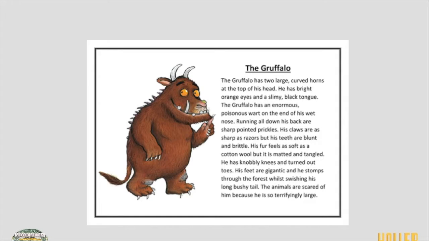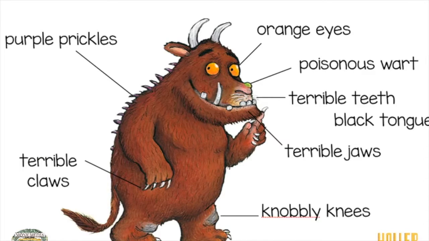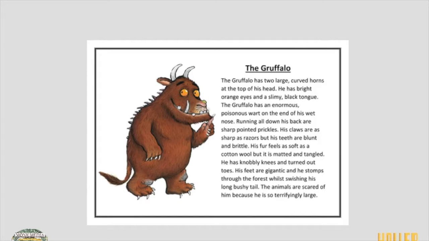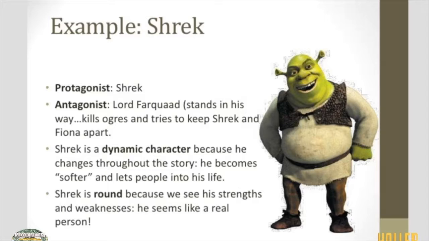Now, if we were to pull out just the descriptive words from this and apply them to the character, we can see how the character ends up being this. The author or the illustrator has clearly labeled all of the characteristics of this creation. So we know after reading this what it should look like. Here's an example for Shrek.